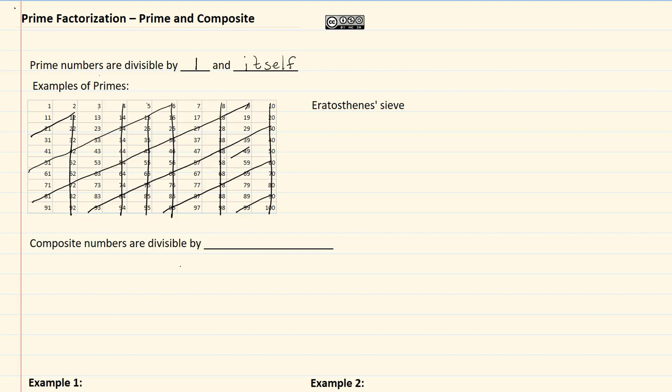And then 8 times 7 would be 56, so it's gone. 9 times 7 would be 63, and it's already crossed off. And then 10 times 7, that's already crossed off. And 11 times 7 would be 77, so we can mark that off. And 12 times 7 would be 84, already crossed off.